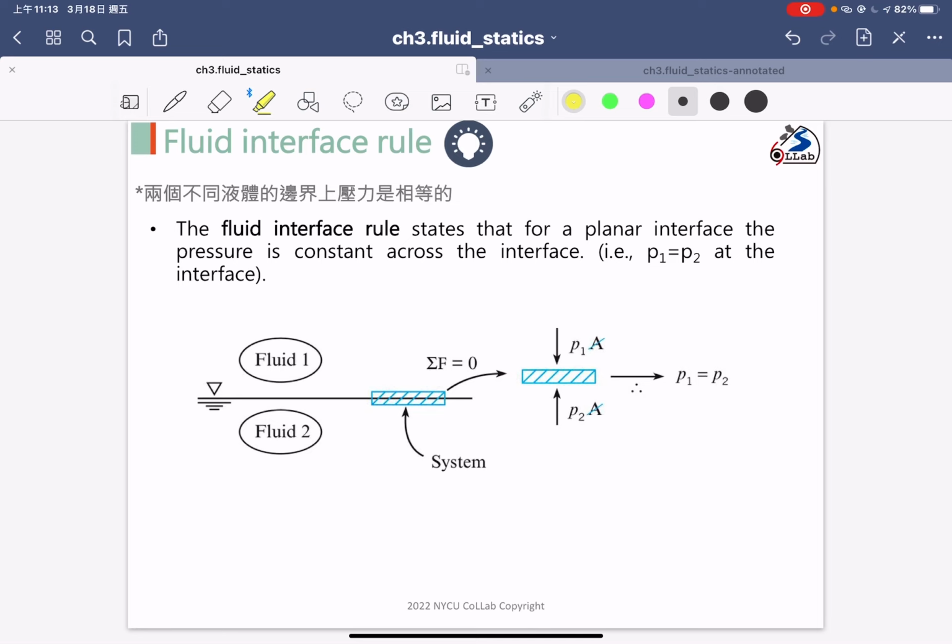How about the interface between two fluids, where the upper and the bottom fluid have different densities? In that case, along the interface the pressure is still equal. Along the interface we still satisfy equal pressure. Okay, so this is a condition only for the interface between two different fluids.